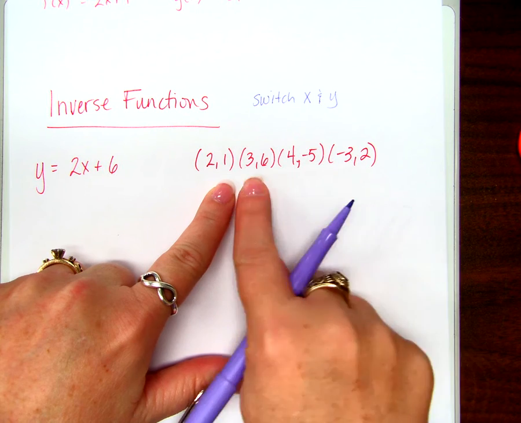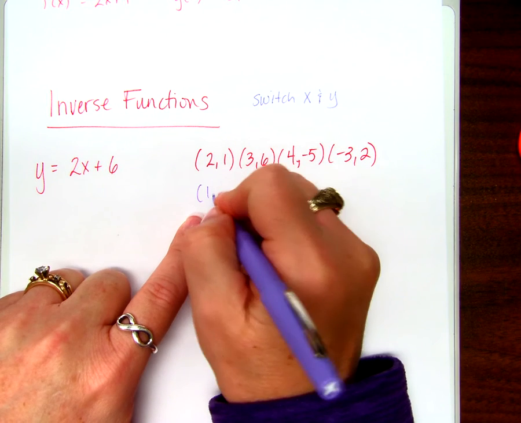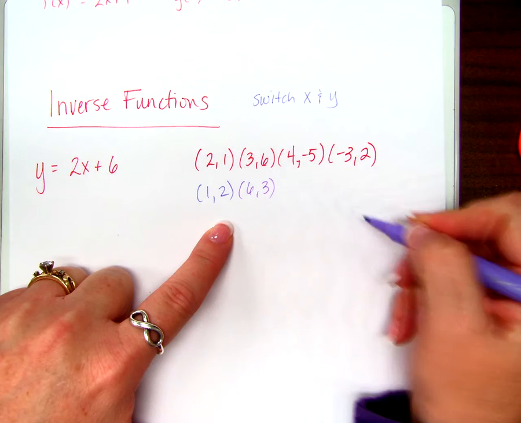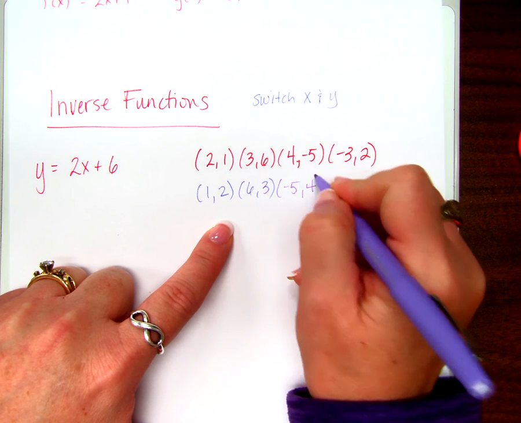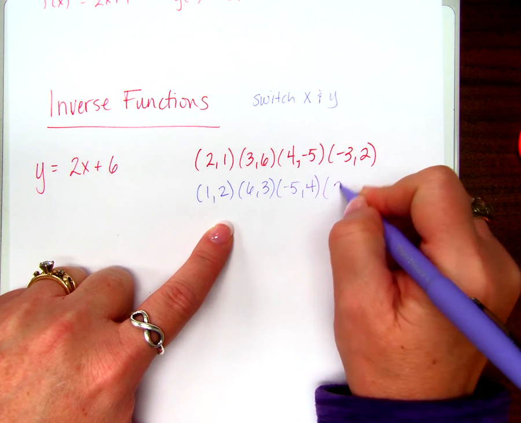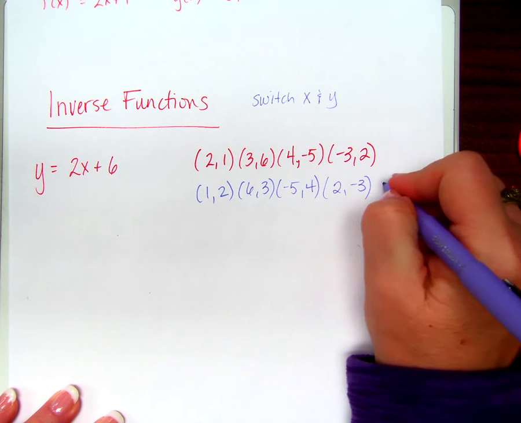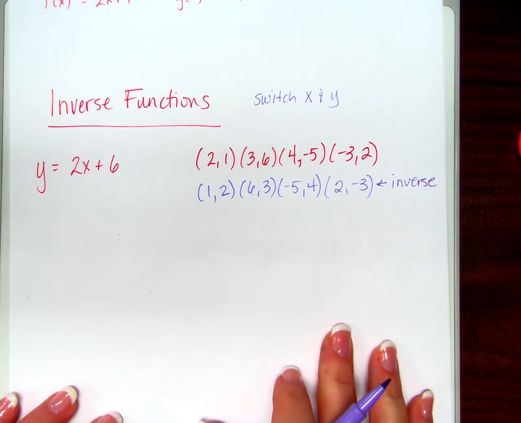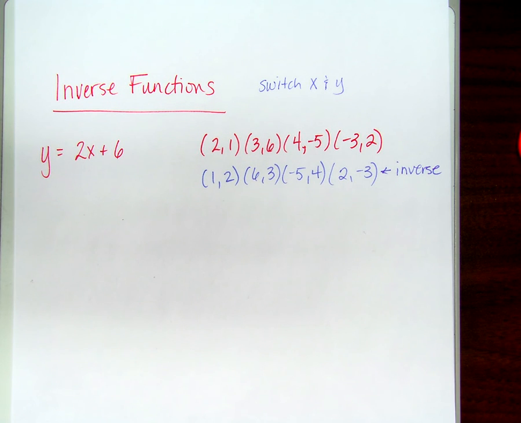So how do I find the inverse of this function? So like 1 and 2? Wait, like 6 and 3? It's that easy? 5 and 4? Negative 5 and 4, excuse me. And 2 and negative 3. And that's it. That's the inverse. This is the function. This is the inverse. Now, are they all that easy? They're not, but that's okay. Because they don't get a whole lot harder.